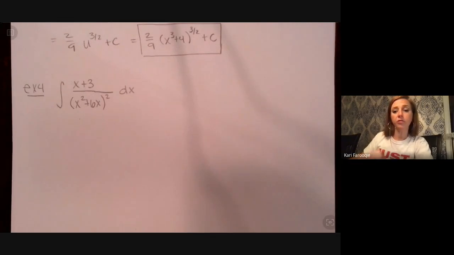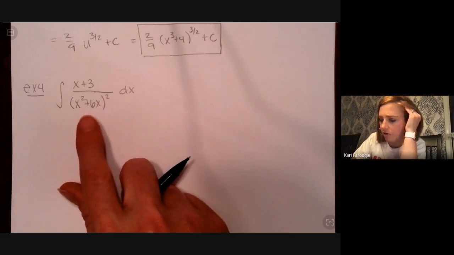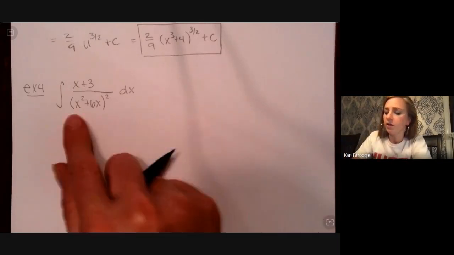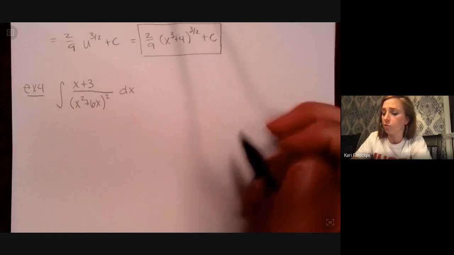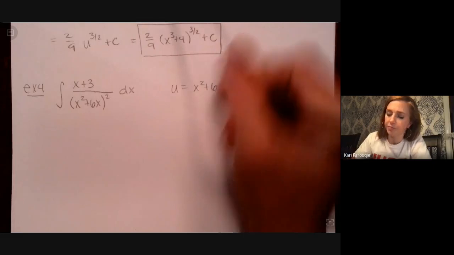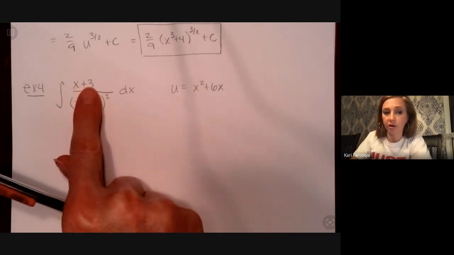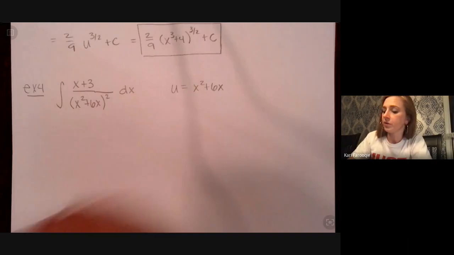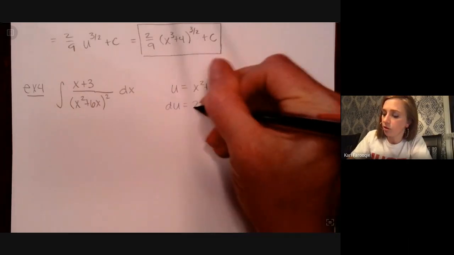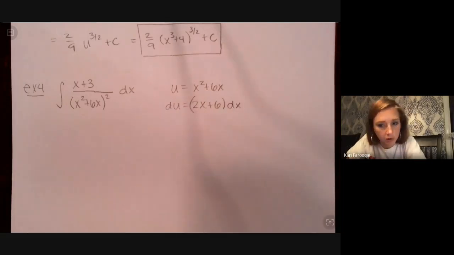Okay, now this one's a little different because your inside function's in the denominator. I'm not too worried about you being able to locate the inside function. Usually students are pretty good at that. It's this quantity in the denominator that's being squared. So you're going to let u be x squared plus 6x. Now we're trying to create what's left over in this function, which is an x plus 3 and a dx. So take the derivative of u and you'll get 2x plus 6. Now this is a binomial, so I put parentheses around this just so that's clear.